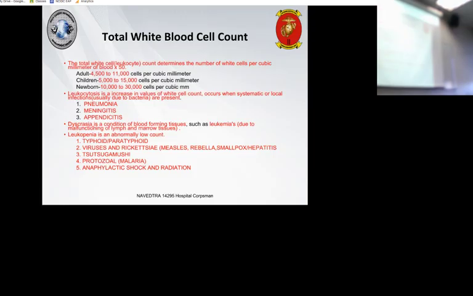Alright. Main thing on this then is for the amount. Adult 4 to 11, children is 5 to 15, newborn 10 to 30. Leukocytosis is basically the increase of white blood cells, where leukopenia is the decrease. And just know the different types of diseases that fall in there. I have seen examples where they ask, okay, meningitis falls under what type of disease, and you're going to say leukocytosis. So, next.